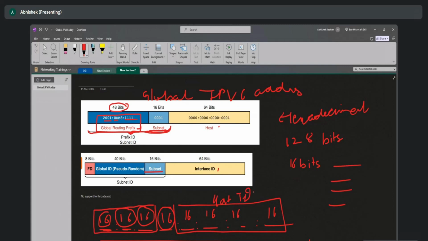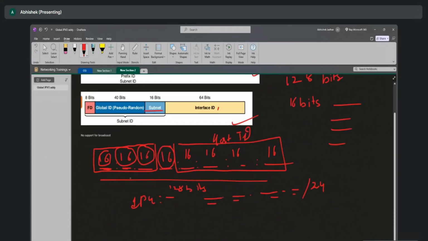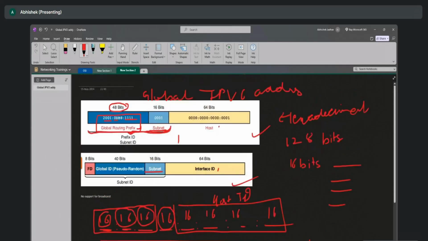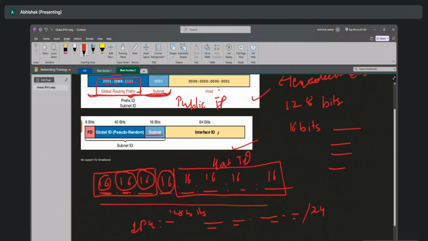Simple, right? Now, I have shown you this diagram. What is this? Let's say I told you about IPv4 and I told you there is a private IP concept in that, and there is a public IP concept as well. Similarly, the above one is used for public interaction, public IP. So this is the format of how IPv6 will look for public IPs, and the below is the IP for private communication.